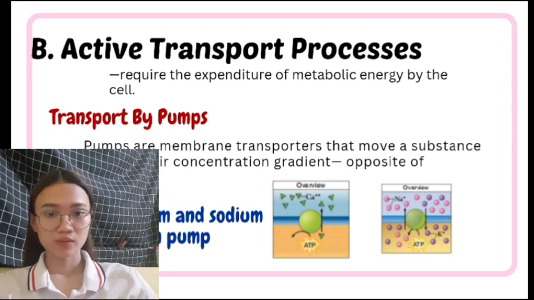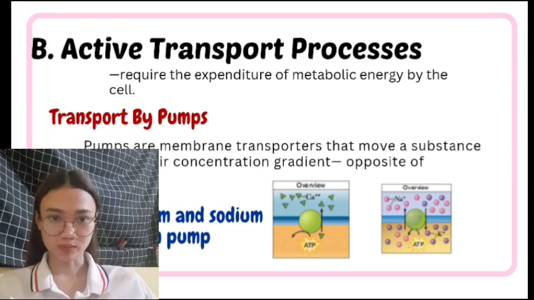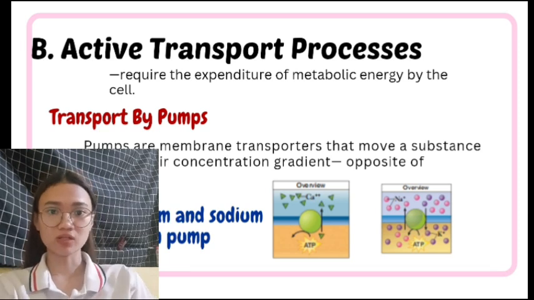So, we have the active transport processes. They require the expenditure of metabolic energy by the cell.